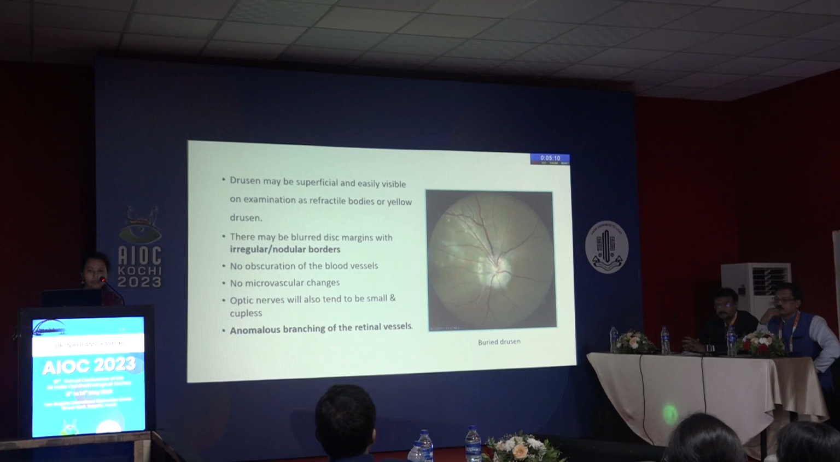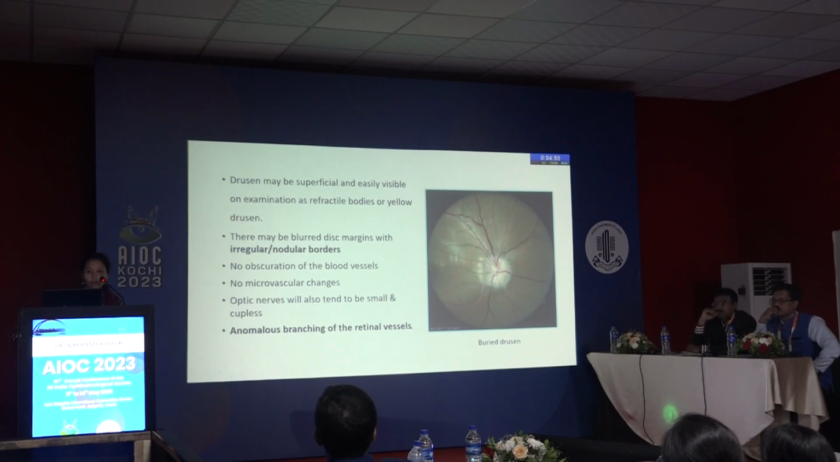So in the fundus, it is very easy to detect superficial drusen, which appear as refractile bodies, but the deep and buried drusen are more difficult to identify. So if you carefully observe, there will be a nodular margin of the disc, and there will be no obscuration of the disc vessels at the margin of the disc.